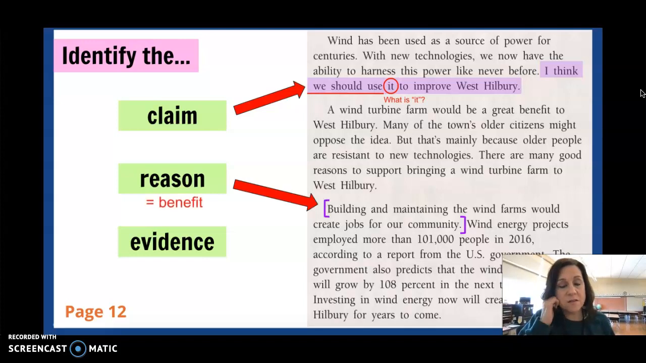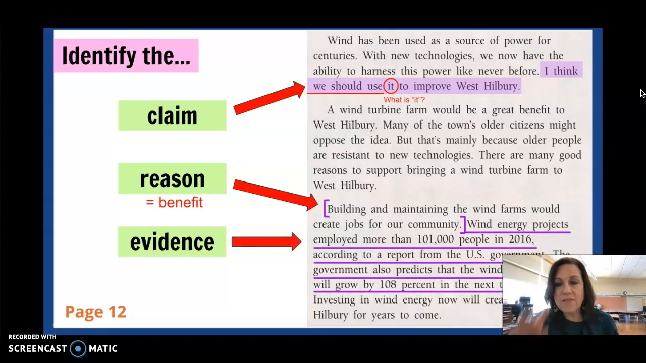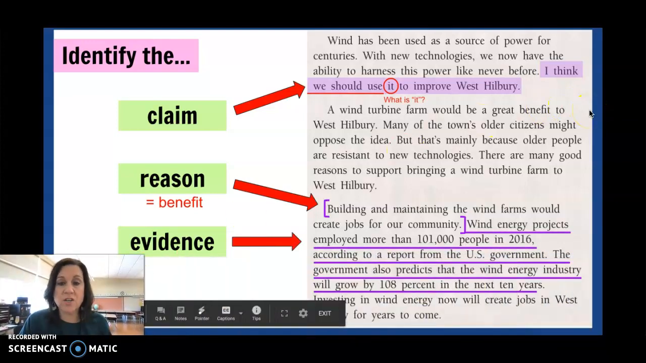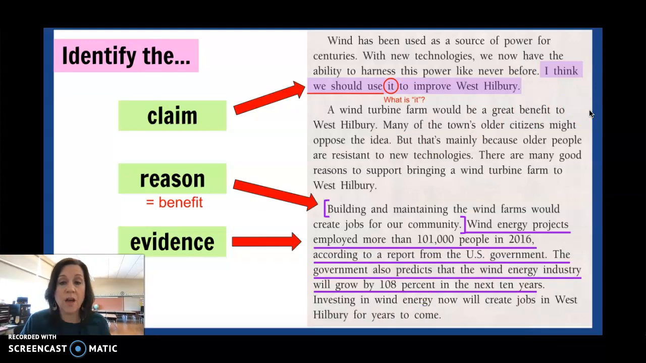And your evidence, well, and your reason is the benefit. What's the benefit of your claim? And your evidence, here's your evidence here, is that wind energy projects employed more than 101,000 people in 2016, according to a report from the U.S. government. The government also predicts that the wind energy industry will grow by 108% in the next 10 years. The writer here is providing evidence as to why it will improve West Hillbury.